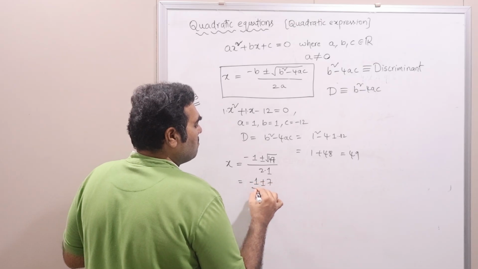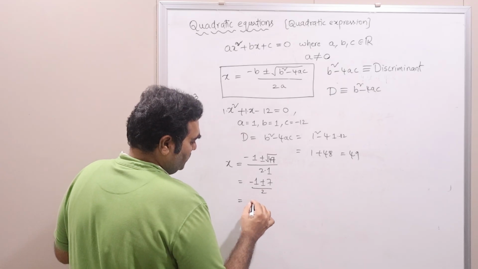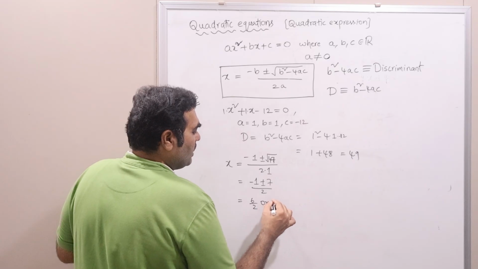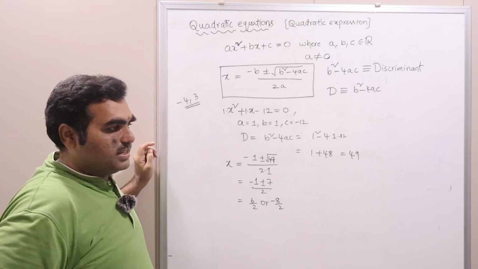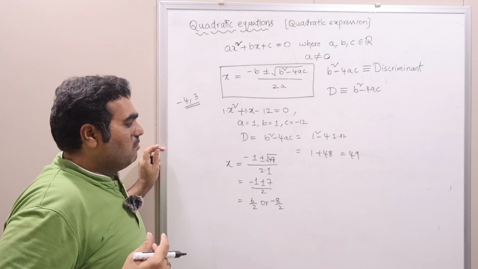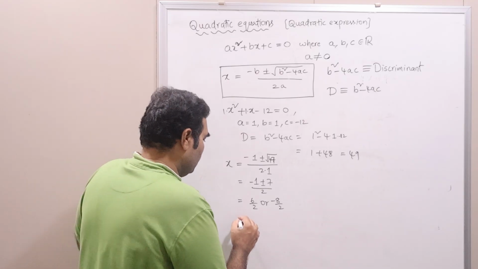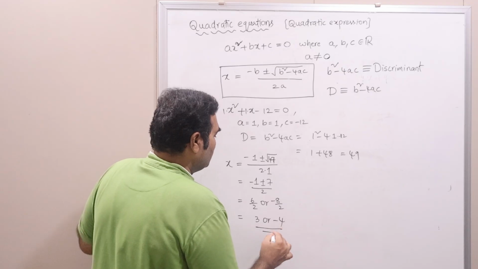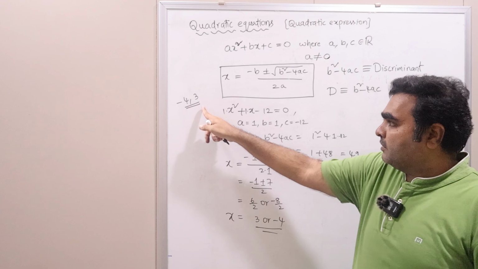Which is equal to minus 1 plus or minus 7 by 2, and which gives you 6 by 2 or minus 8 by 2. Minus 1 plus 7 is 6, 6 by 2, or minus 1 minus 7 is minus 8 by 2. Okay, and this is equal to 3 or minus 4. So these are the roots. The same roots we got here also, minus 4 and 3.